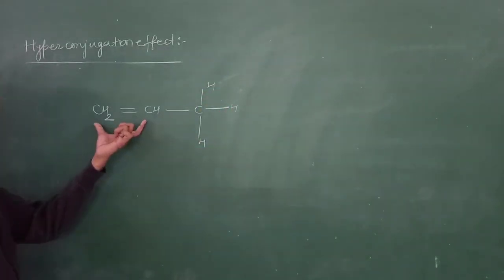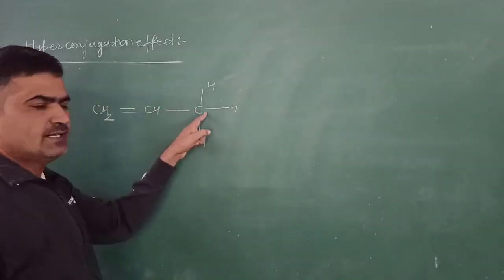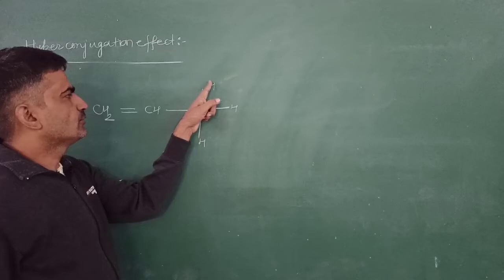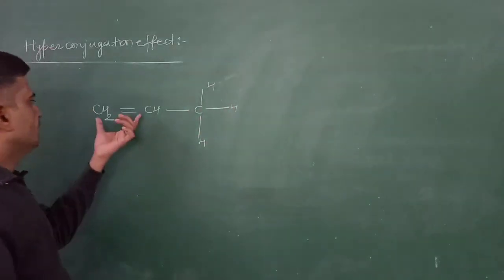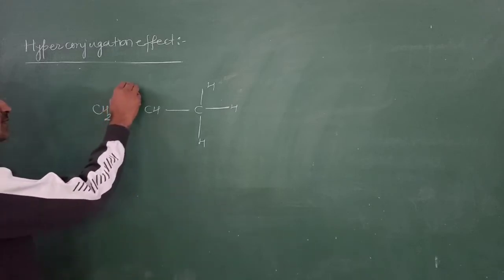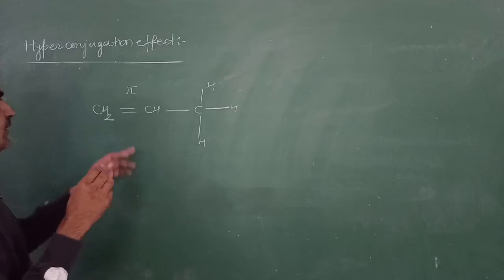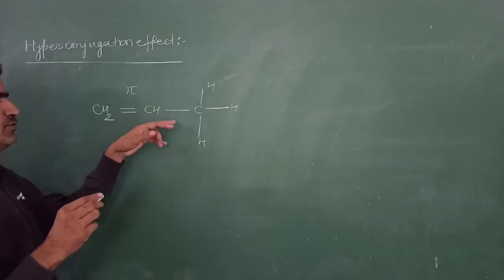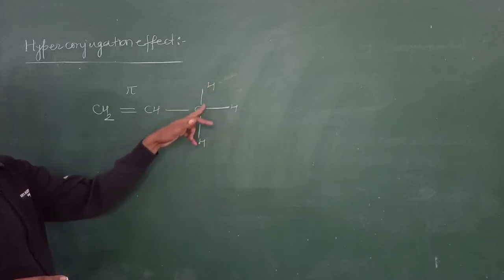This is a conjugated system, and next to it this is a carbon. This carbon is known as the alpha carbon, and hydrogen joined to this carbon is known as the alpha hydrogen. These are the pi electrons, and these pi electrons are involved in conjugation with the sigma electrons of this carbon-hydrogen bond.